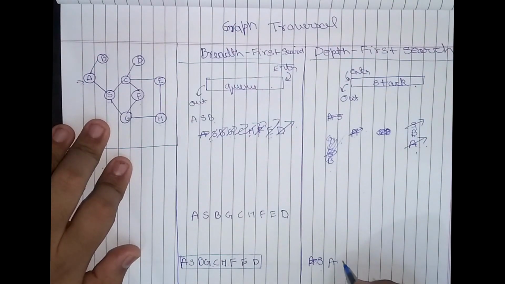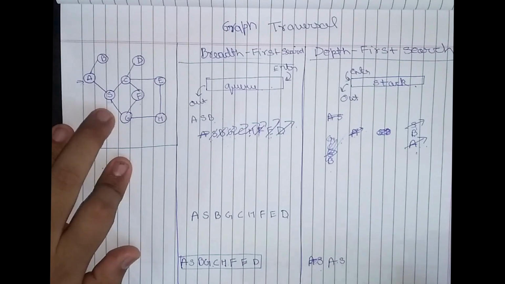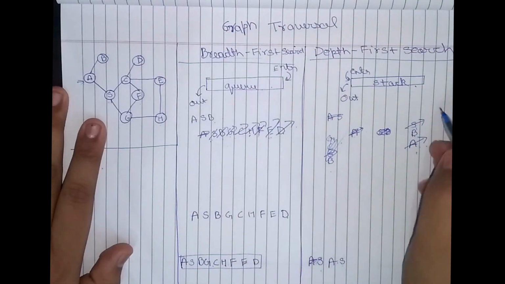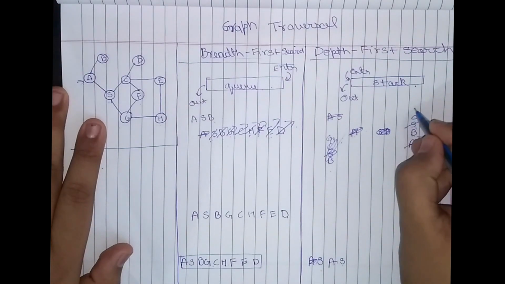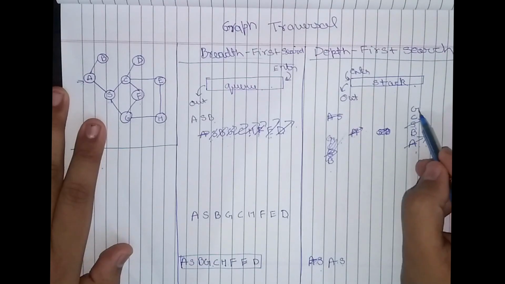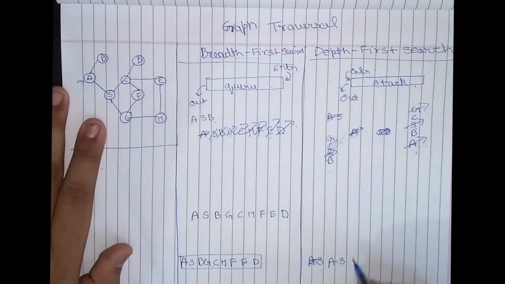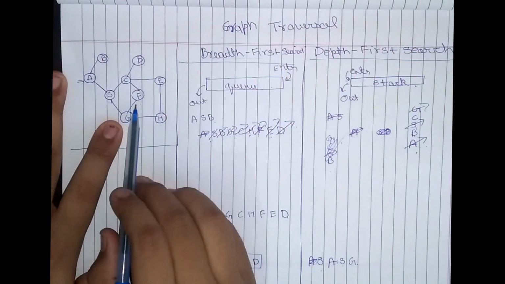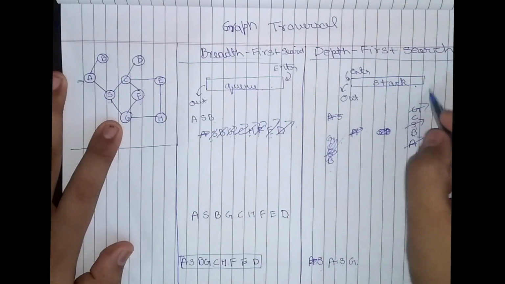So S. We checked out S, and what are the children of S? S is connected to G and C. So let's write these down, C and G. So now G pops out, and what is G connected to? G is connected to F and H. So it would be H and F.